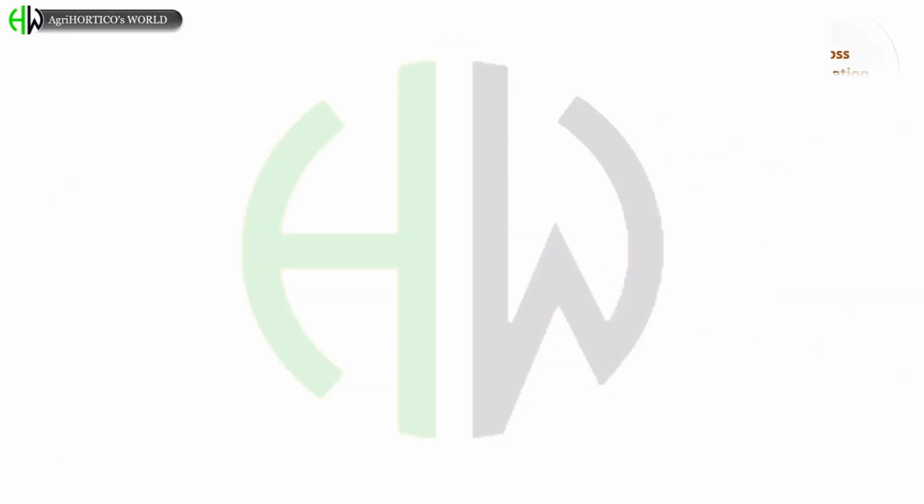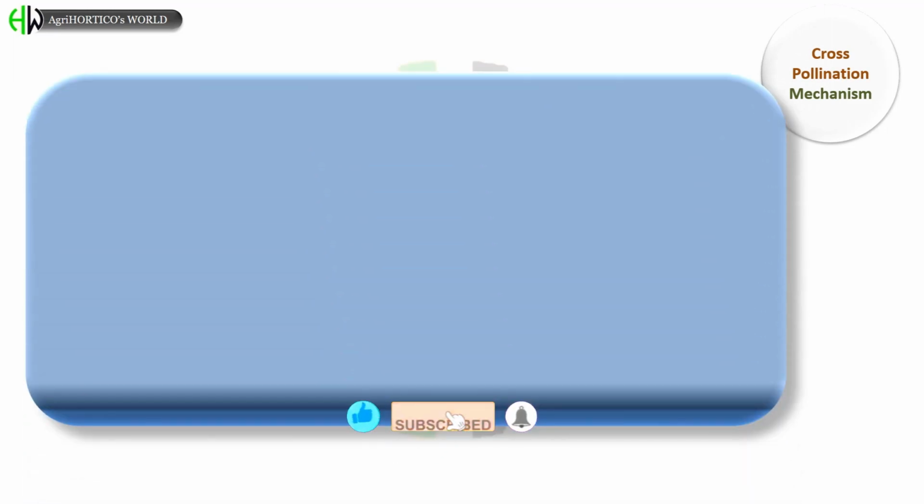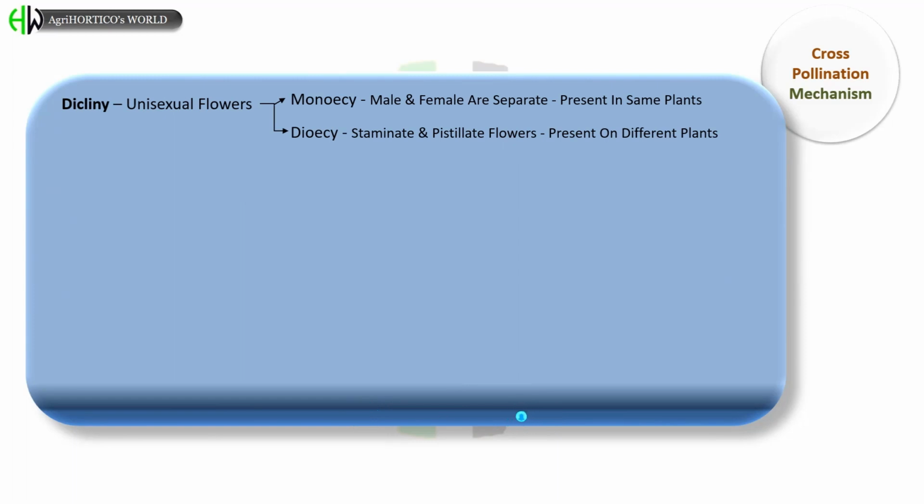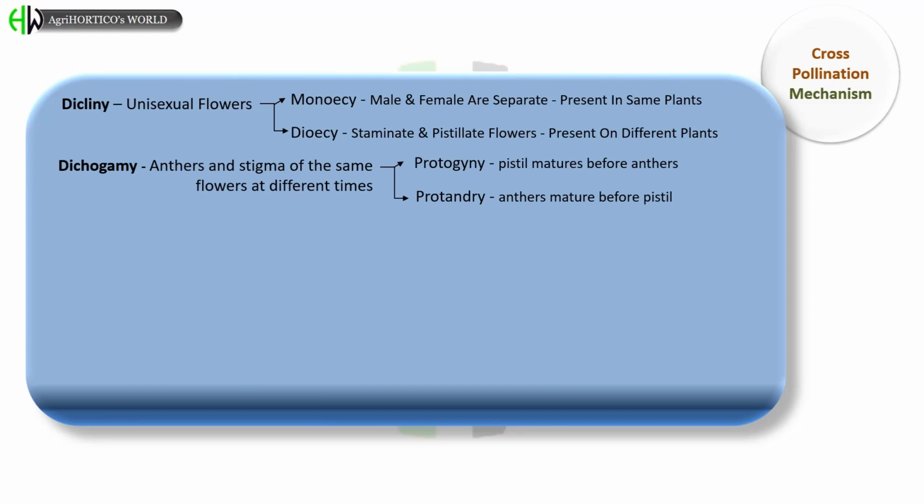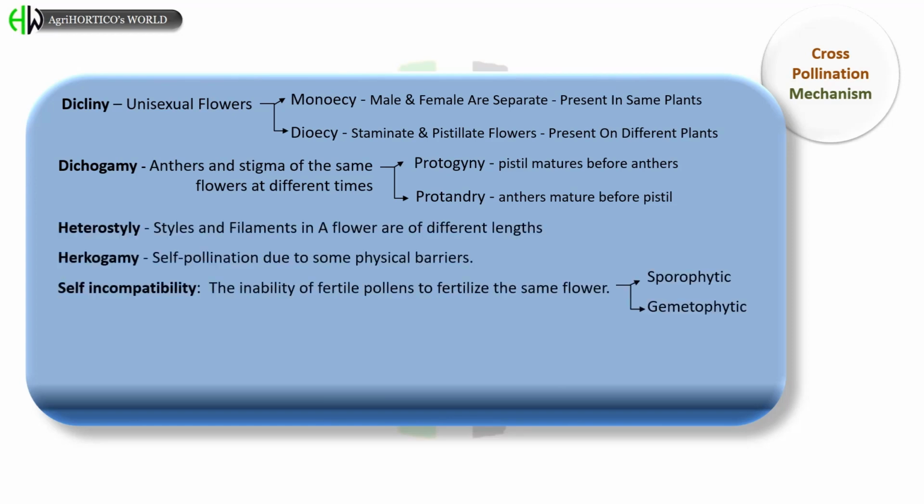The first one is dicliny, which means having stamens and pistils in separate flowers. Two types of dicliny: they are monoecy, in which male and female flowers are separate and present on the same plant, and dioecy. In this, staminate and pistillate flowers are present on different plants. Then dichogamy, here anthers and stigma of the same flower mature at different times. It is also of two types: protogyny, in which pistil matures before anthers, and protandry, where anthers mature before pistil.